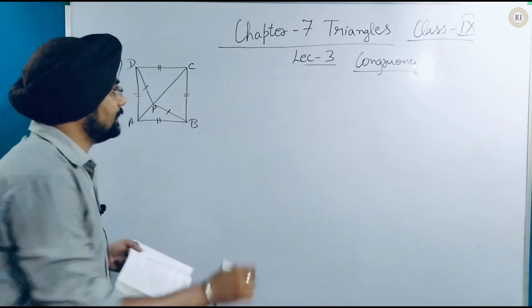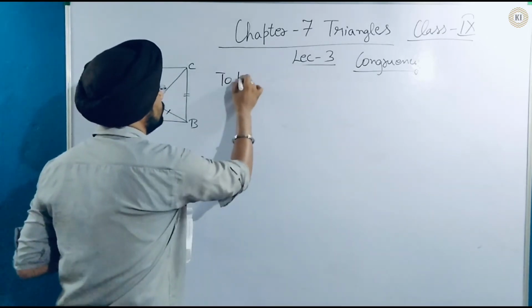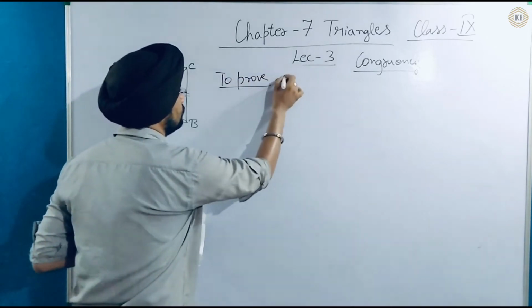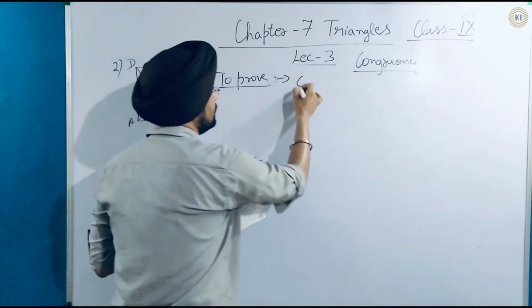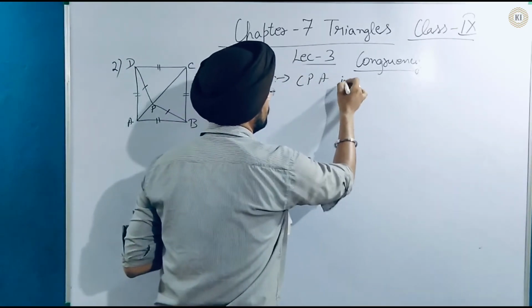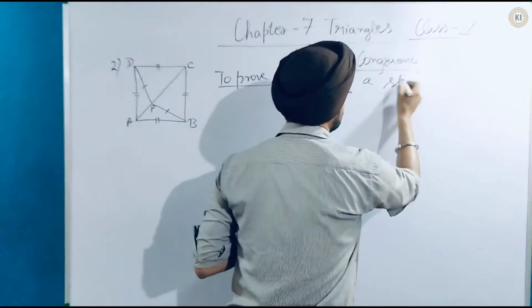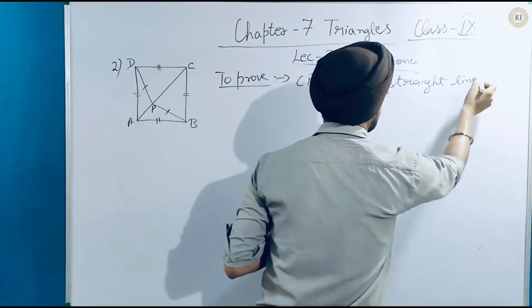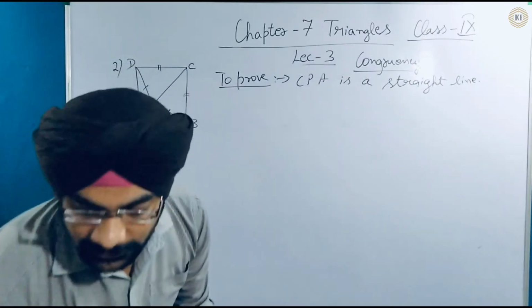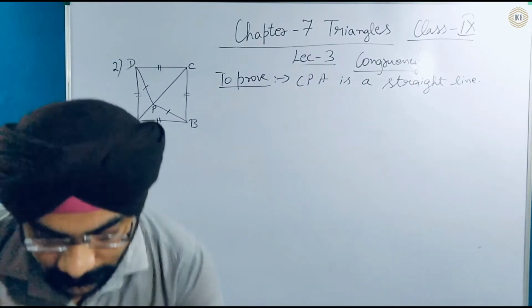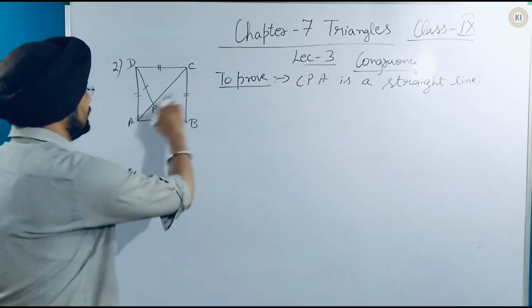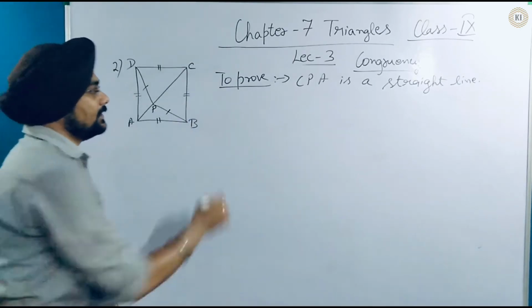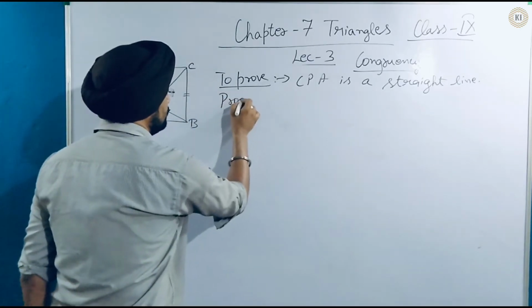We have to prove that CPA is a straight line. So in this question we have to prove that CPA is a straight line. So now let us see how to start the question.